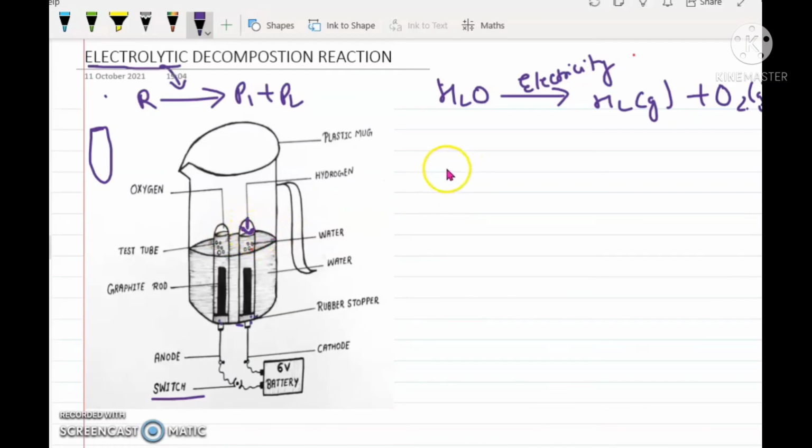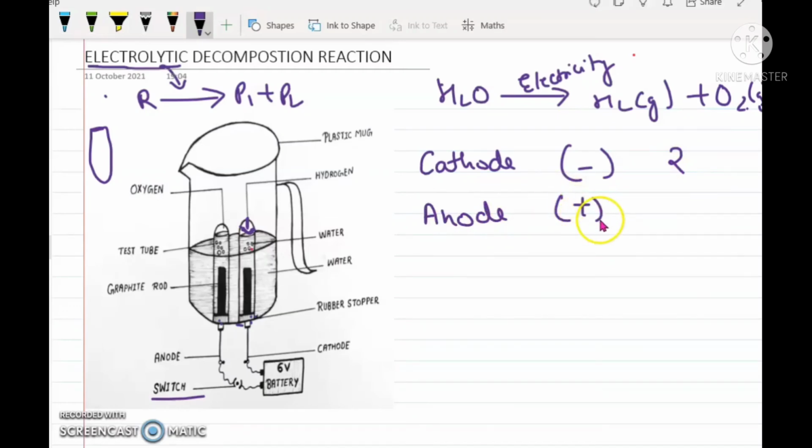Now the displacement which we will observe at the cathode, which is the negative terminal of your battery, will be twice the amount of displacement which we will observe at the anode, which is the positive terminal of the battery. So if I see X amount of displacement of water happening at the anode, the amount of displacement happening at the cathode will be twice the amount of the anode.